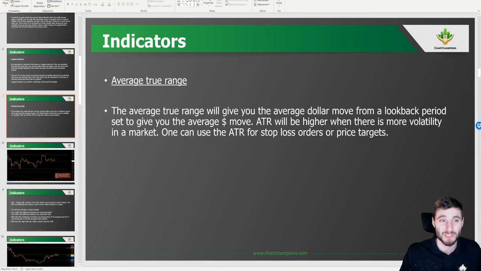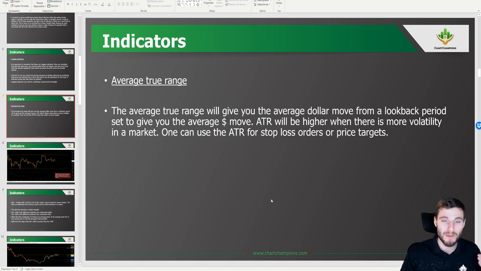I used to refer to it all the time in Forex as well when I traded Forex. Average true range. So what is the average true range? The average true range is literally what it is in the title. Let's say that you've got the average true range on a 14 period look back. It's going to take the average candle moves over those last 14 bars and give you the average move of that look back period.